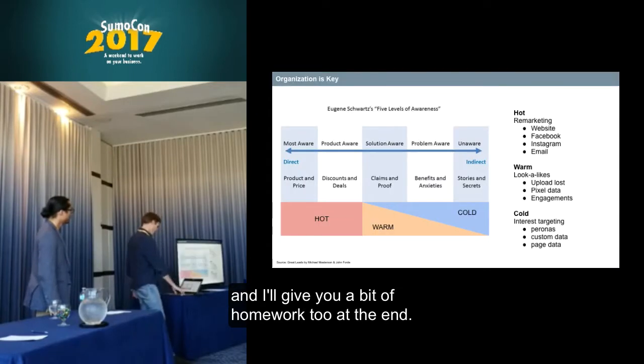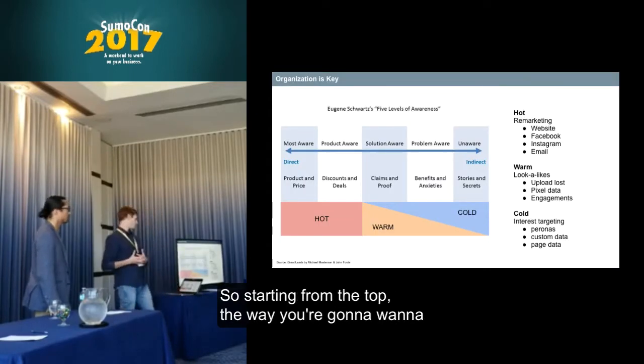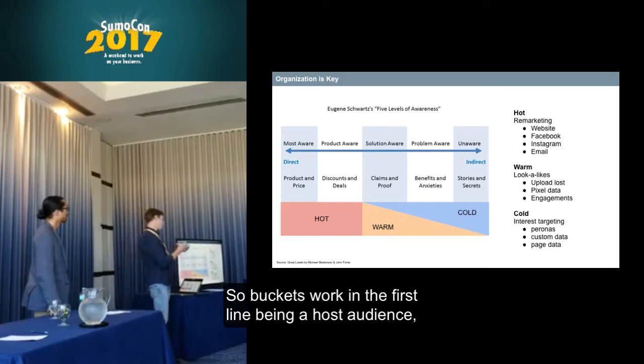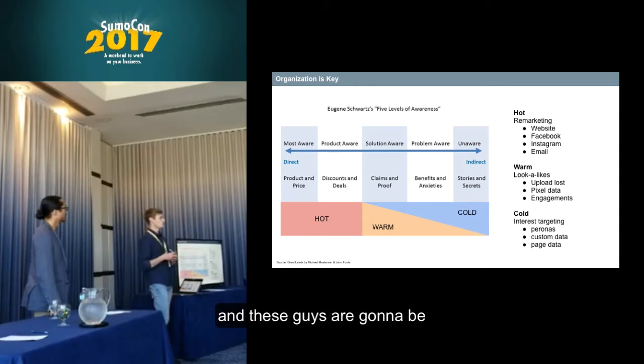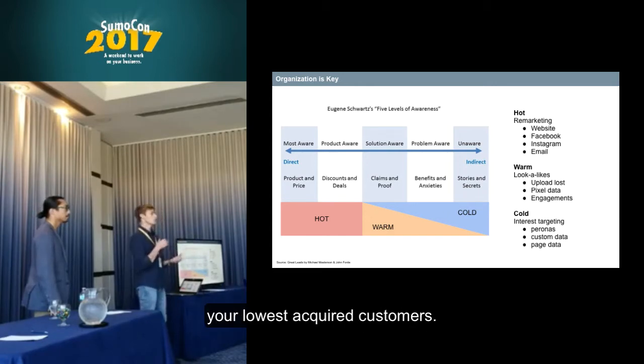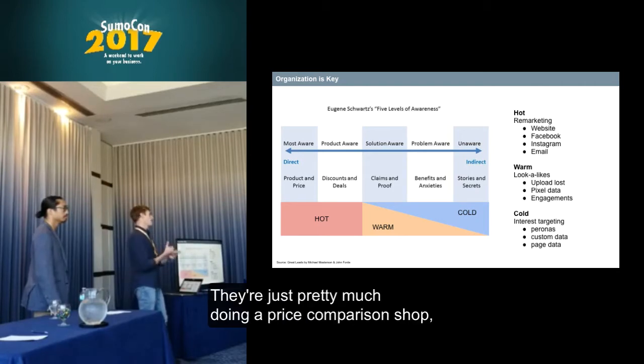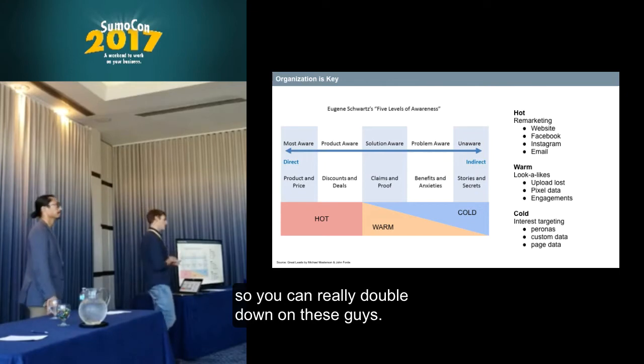So starting from the top, the way you want to look at Facebook is you've got these 3 buckets. The first one is the hottest audience. These guys are going to be your lowest acquired customers. They know about your brand. They're pretty much just doing a price comparison shop. So you can really double down on these guys.